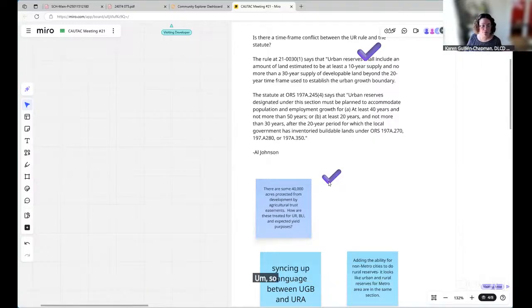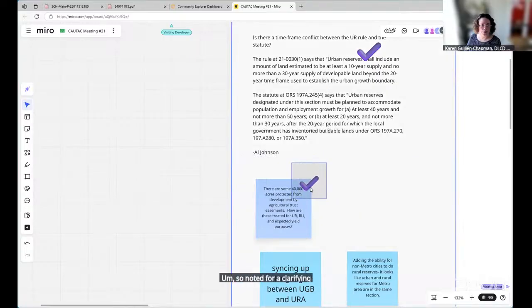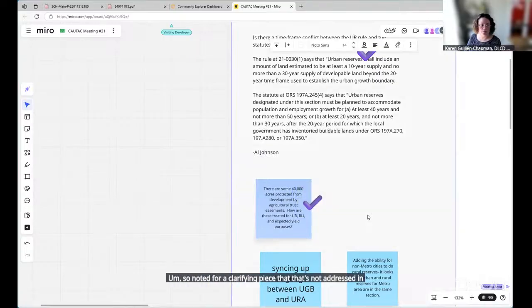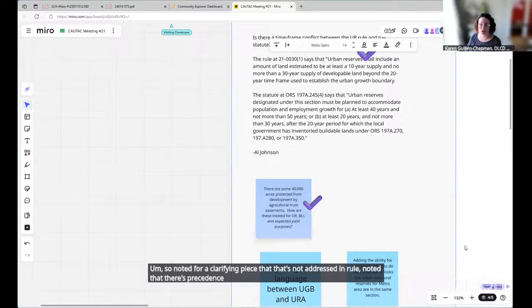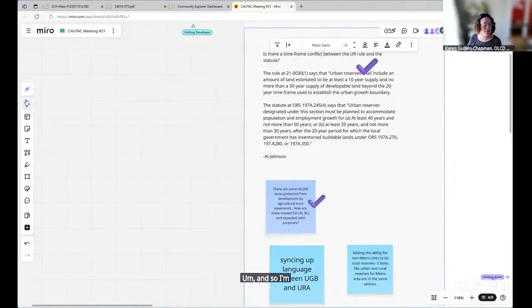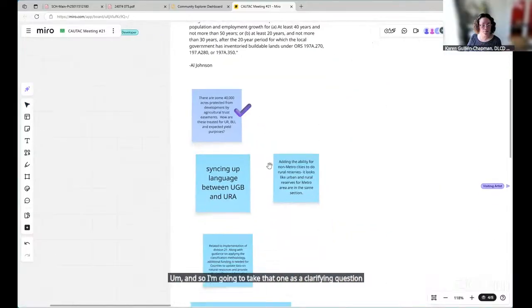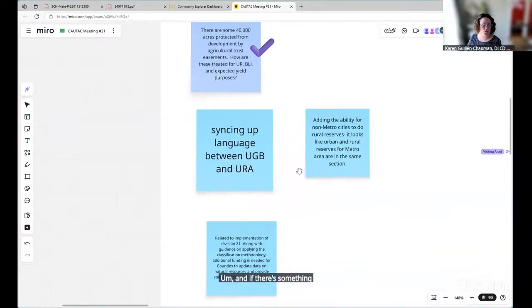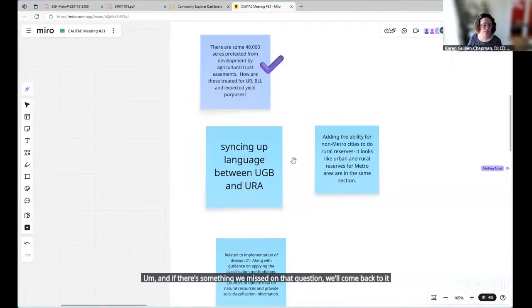So noted for a clarifying piece that's not addressed in rule, noted that there's precedence for addressing that within the UGB. And so I'm going to take that one as a clarifying question. And if there's something we missed on that question, we'll come back to it in discussion.